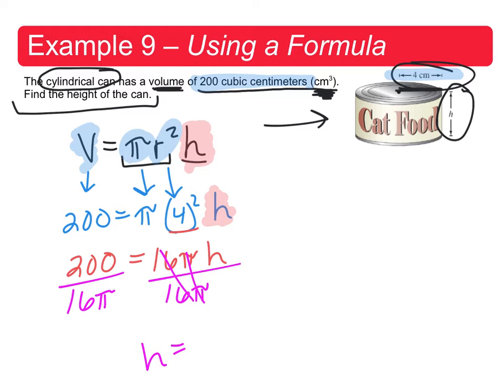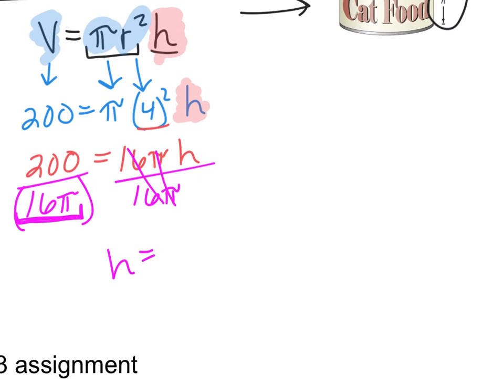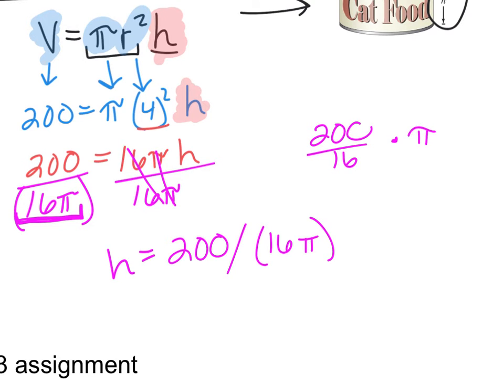So if you use your pi key on your calculator, but be very careful. This brings up an excellent point for calculator usage that I have not mentioned yet. Whenever you have 2 pieces in your denominator, when you divide it, you have to put it in parentheses. Otherwise, your calculator with order of operations is not going to give you the correct answer. So when you type this in your calculator, you need to type in 200 divided by and then parentheses 16 pi. If you don't do that, it's going to take 200 divided by 16 and then multiply it times pi.